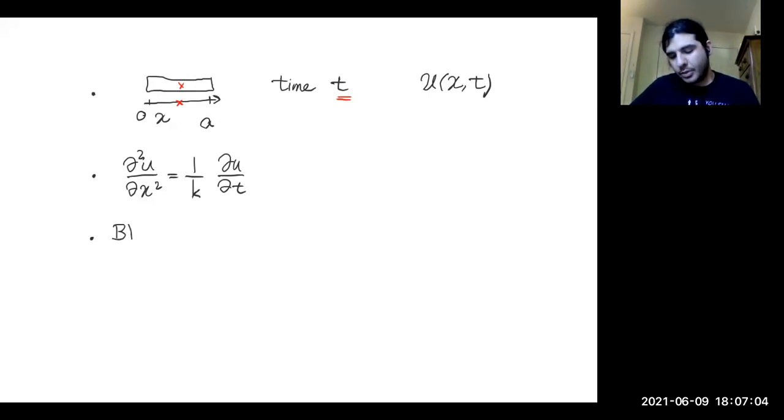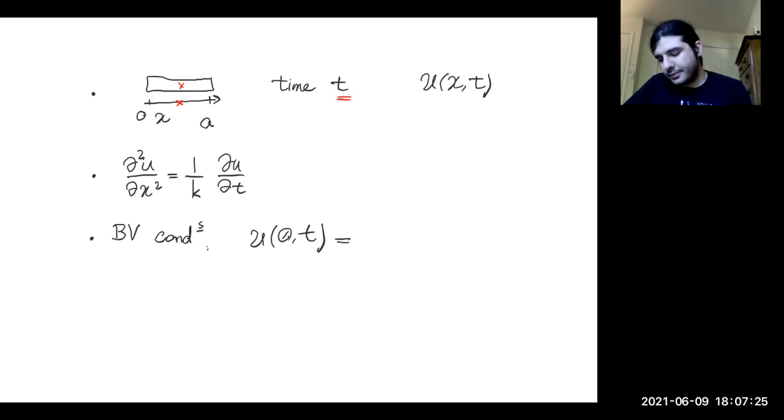So we have boundary value conditions. We want the solution we find for this equation to satisfy some properties. One is that if x is equal to 0, at any time t, this u of 0 and t, we want this to be equal to a constant, say t naught. And we want at the end point where x is equal to a, this function u at the point a at any time t to be equal to another constant.